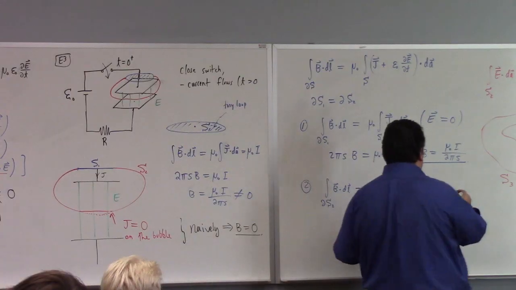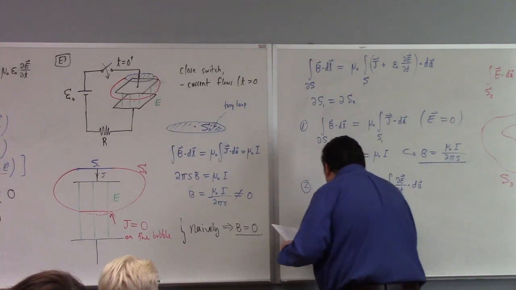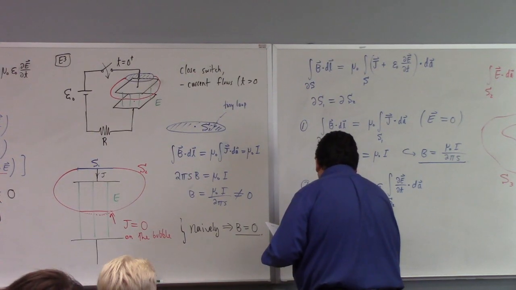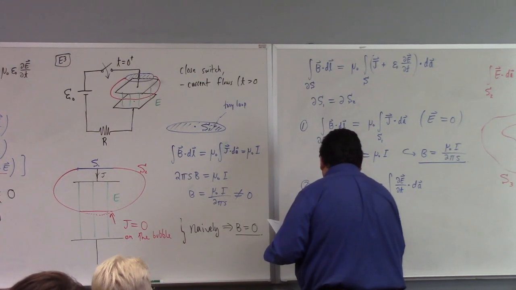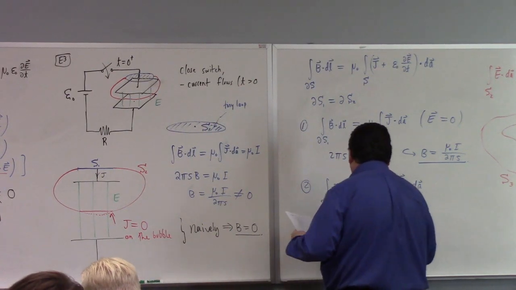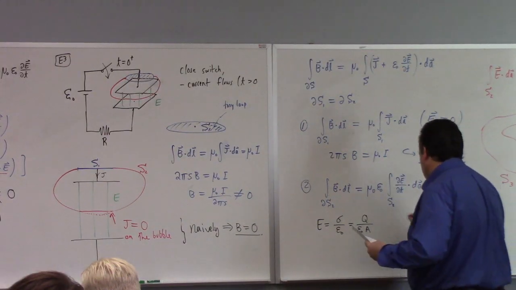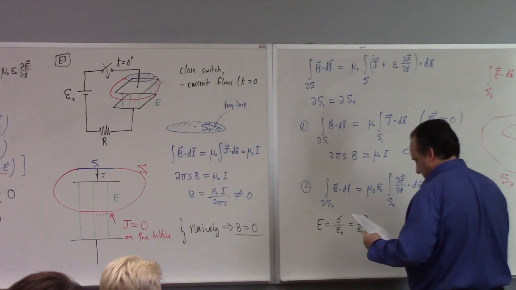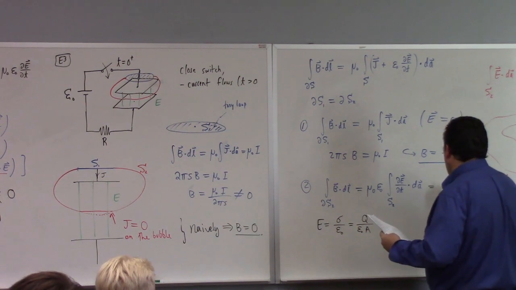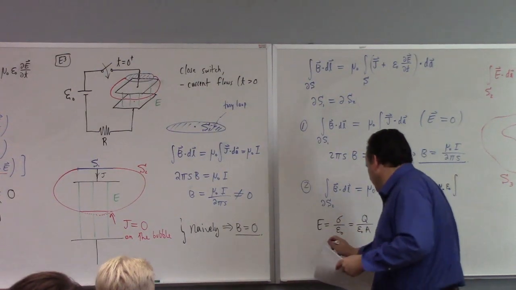So let me take a walk down memory lane here for a second. E is sigma over epsilon naught, true enough, and that's equal to Q over epsilon naught A here, which then means that this is actually equal to mu naught epsilon naught integral of what? Partial E partial t is what?